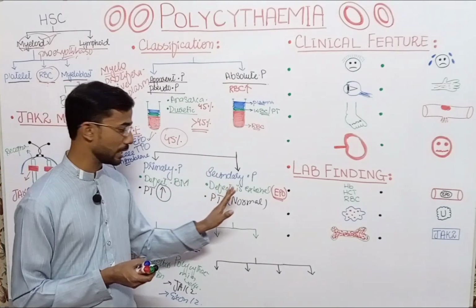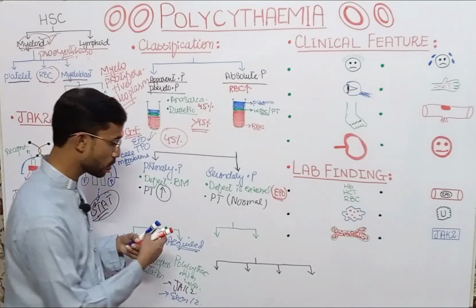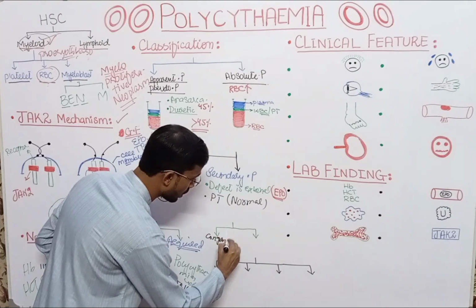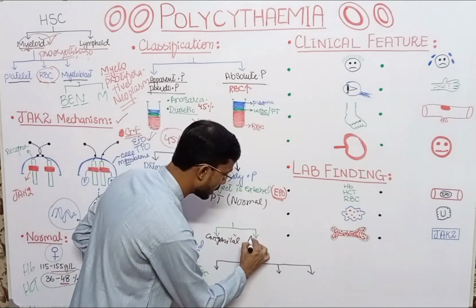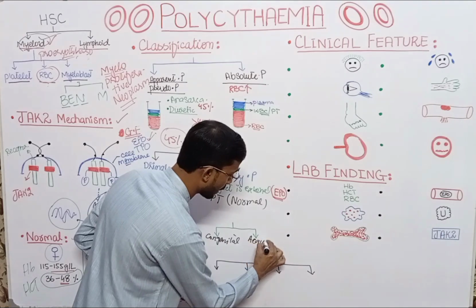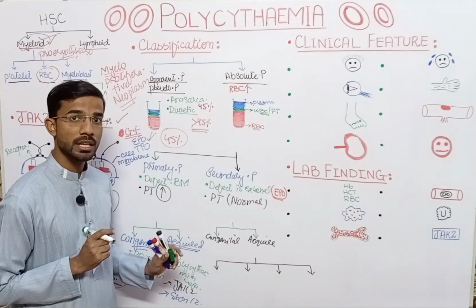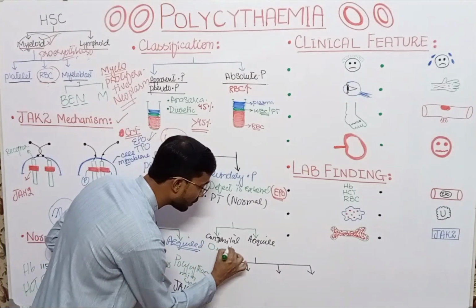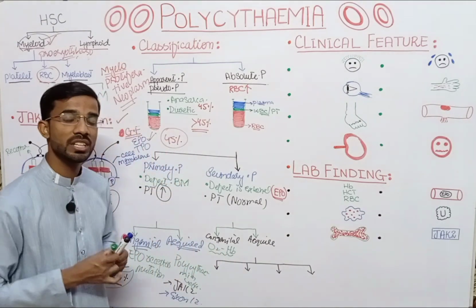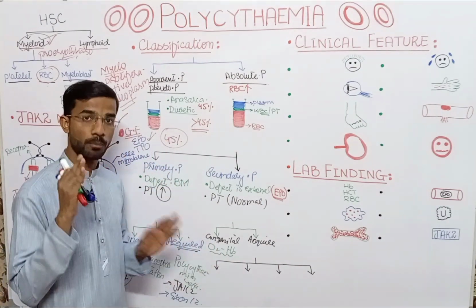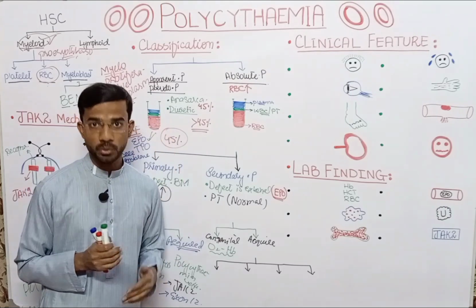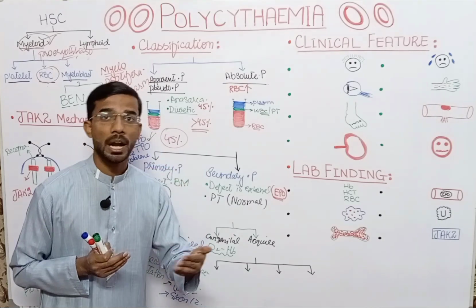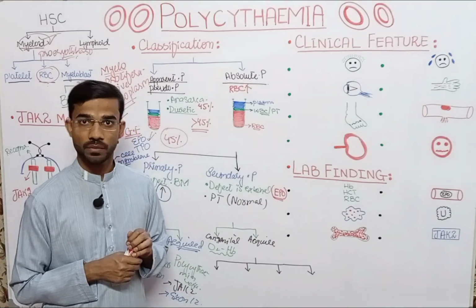Next is the secondary polycythemia, which we again categorize into two: the first one is congenital, and the second one is acquired. In congenital, you will see a high oxygen affinity of the hemoglobin, which creates hypoxia. And when there is a reduction in the amount of oxygen, then EPO starts being produced, and ultimately the RBC concentration will increase.